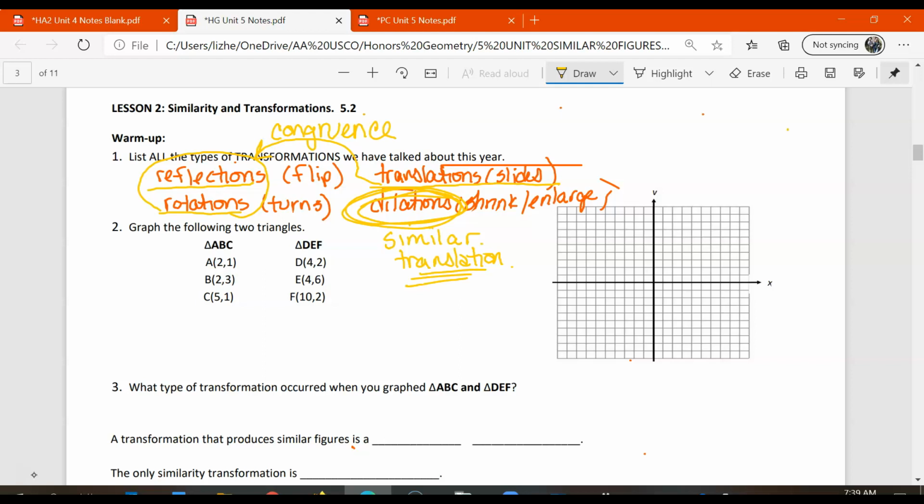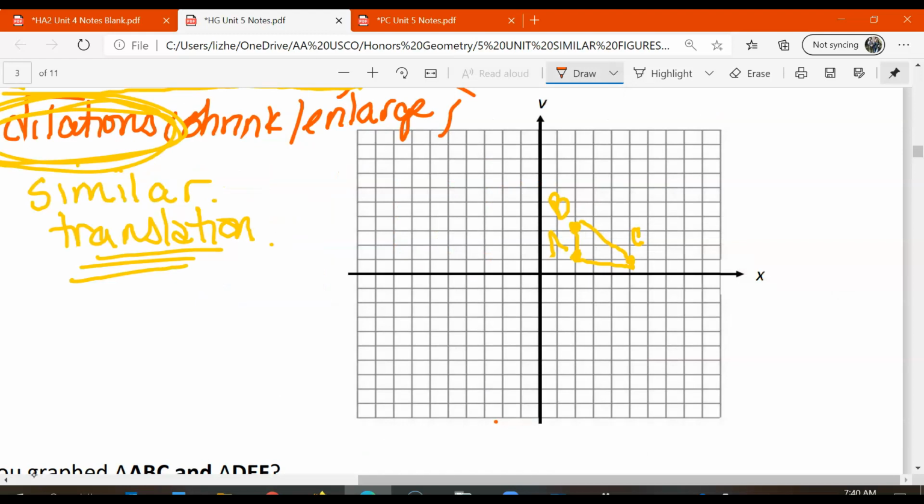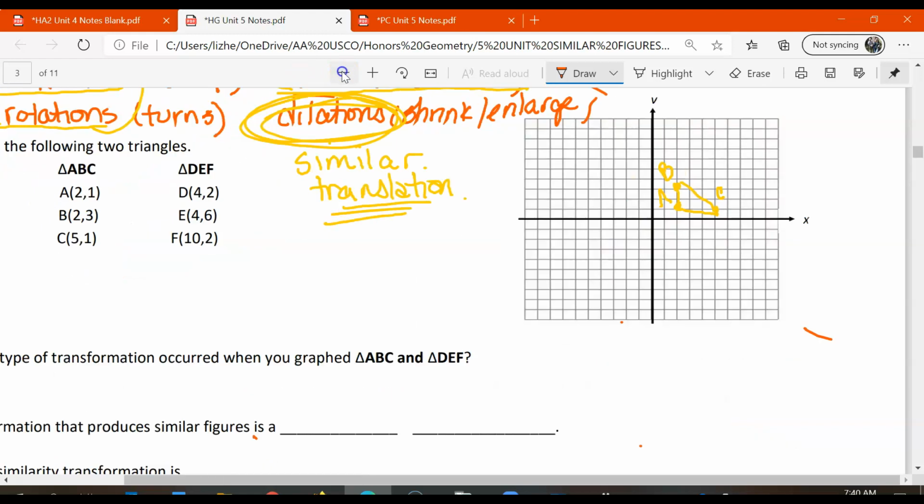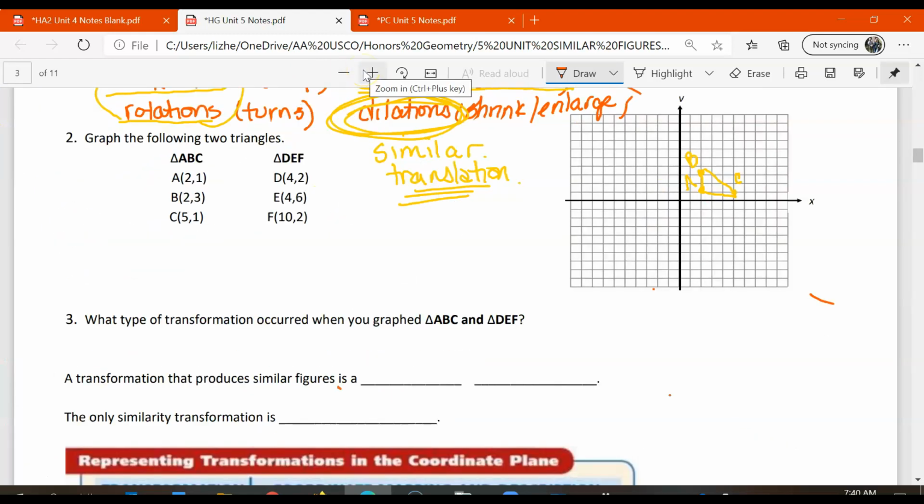So example 2, graph the following two triangles. So in triangle ABC, we have A is at 2, 1. B is at 2, 3. And C is at 5, 1. And there is that triangle. Then we have triangle DEF, which is at 4, 2, oh, let me try that again.